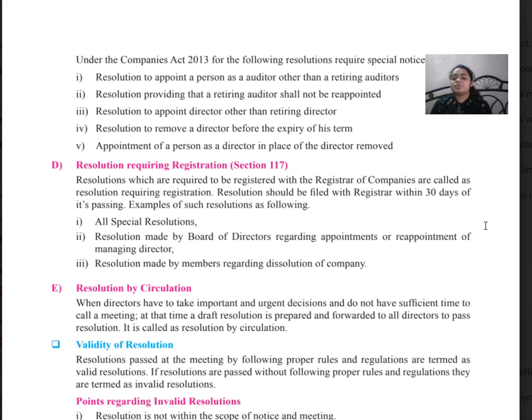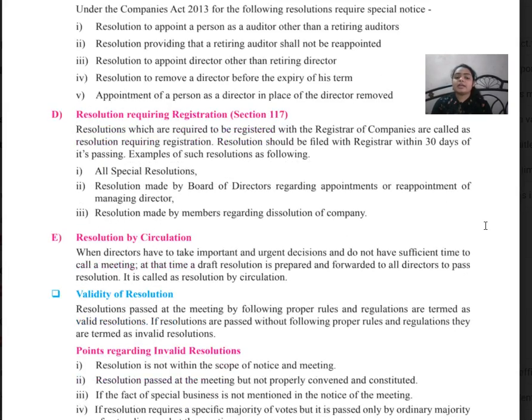So, resolutions which require registration: firstly, all special resolutions require registration. Secondly, resolutions made by the board of directors regarding appointment or reappointment of a managing director, then resolutions made regarding dissolution of the company, and the resolution shall be filed with the registrar within 30 days of its passing. So now with this we can come to a conclusion that if there is a process of registration, we shall inform the registrar once the resolution is finalized by the company. So these are some examples of resolutions which require registration.